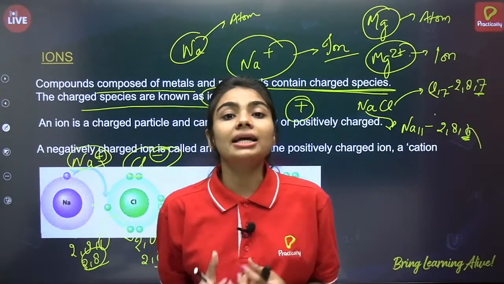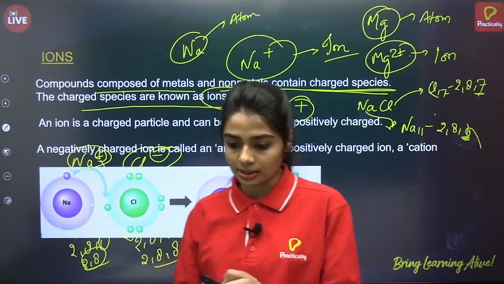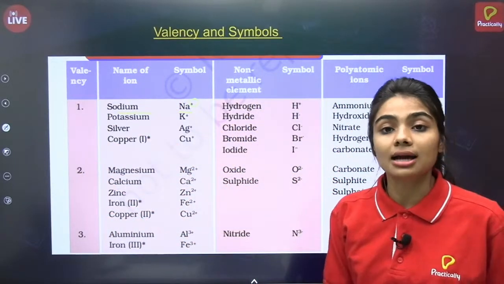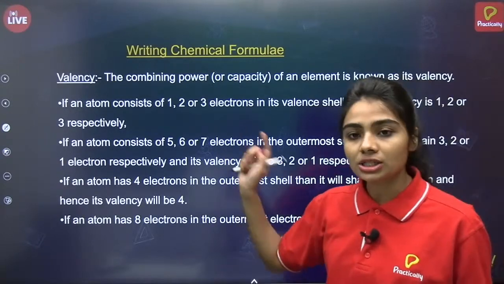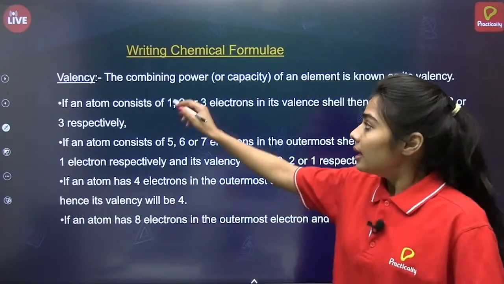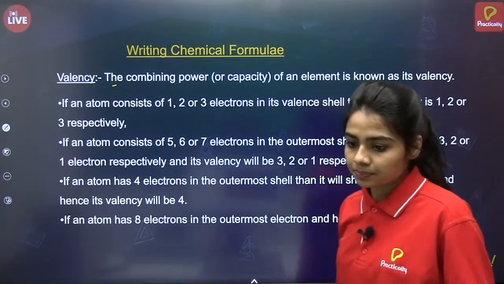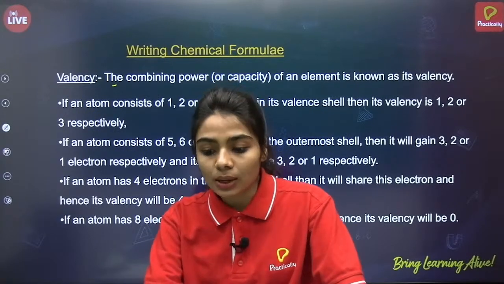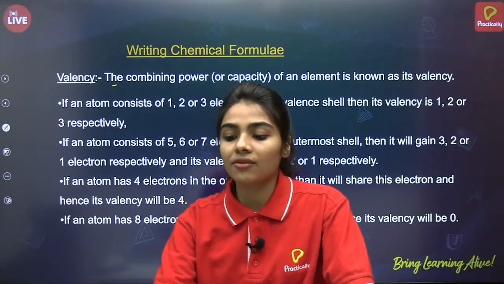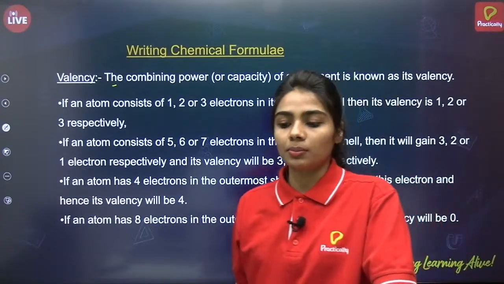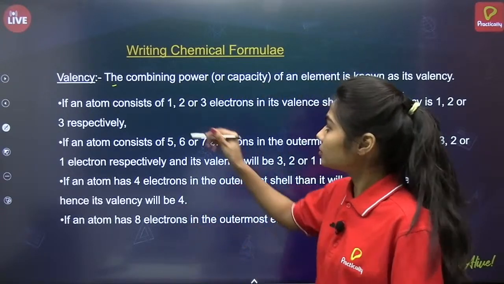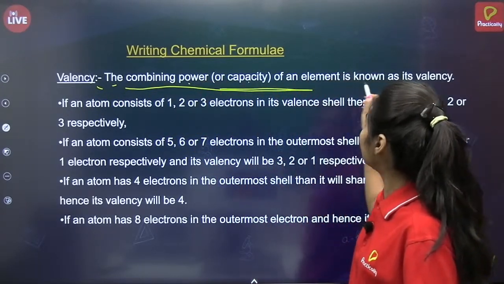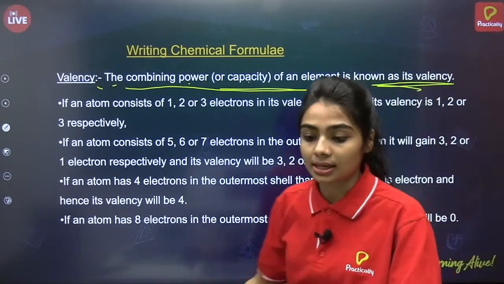So what is valency? Valency is the combining capacity. Okay, we will learn this in a later slide. So this is the table which is given in your NCERT. So let's talk about valency first. Yes Aslam, if it loses, then it will gain a positive charge. If it gains the electron, then it will have a negative charge. So valency is the combining power, or you can say the capacity of an element is known as its valency.